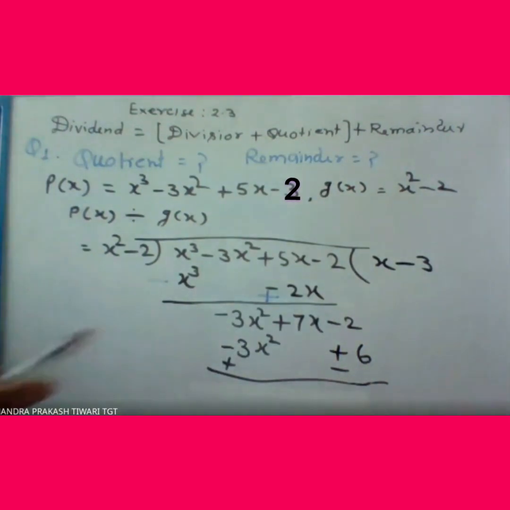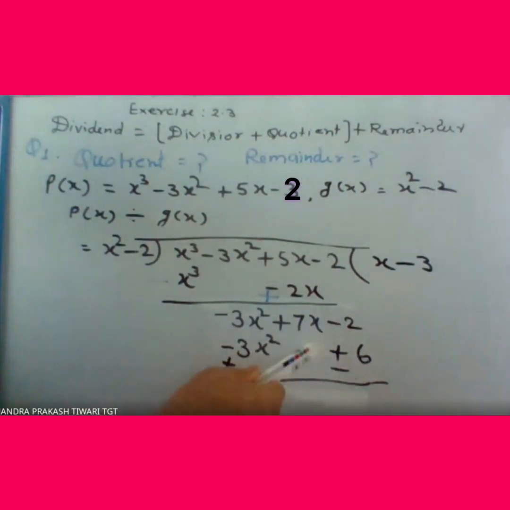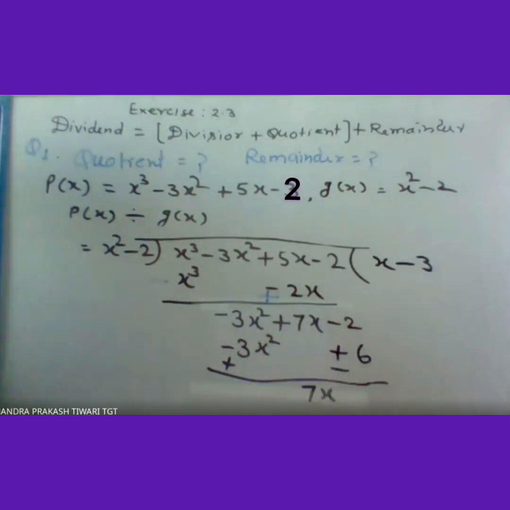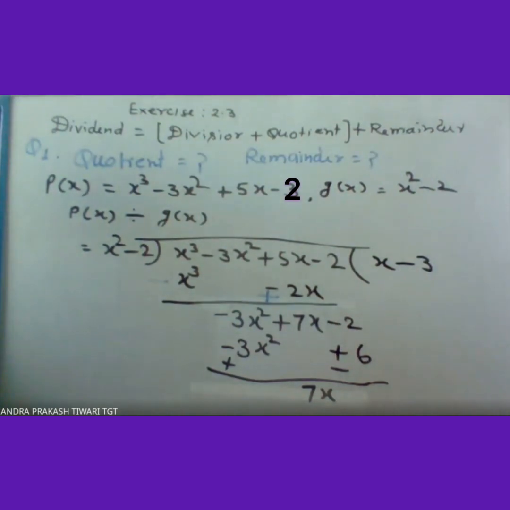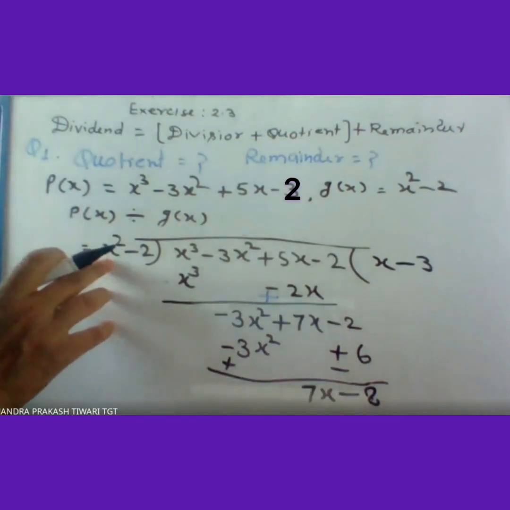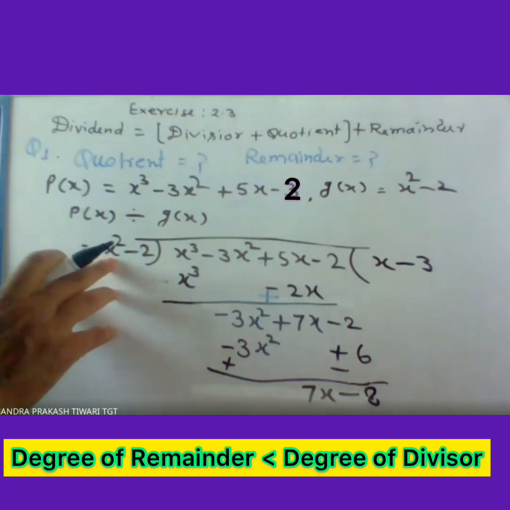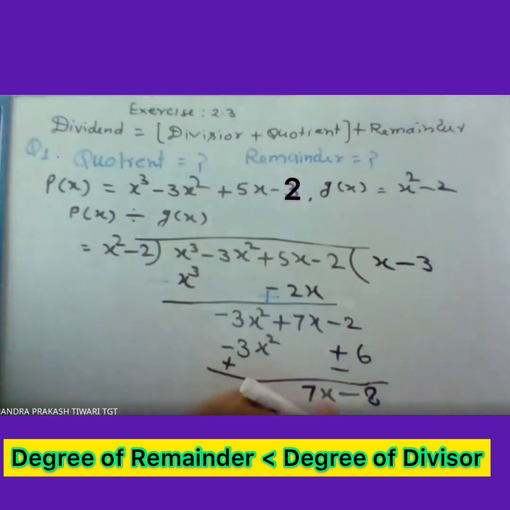So what will you get? Minus 3x square and plus 3x square, so again this cancels out. Now 7x and here is nothing, so you will write 7x same to same. And here is the same sign, so you will add both numbers and put the same sign. That is minus, you will write minus only, and 6 plus 2 will be 8. So dear, now you will observe that the degree of the divisor is greater than that of this remainder. So the process is ended.